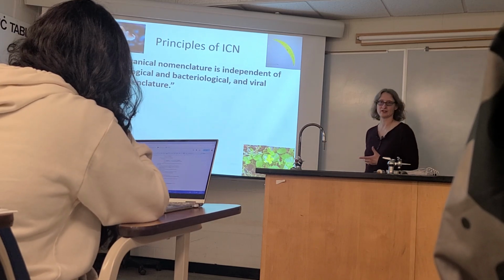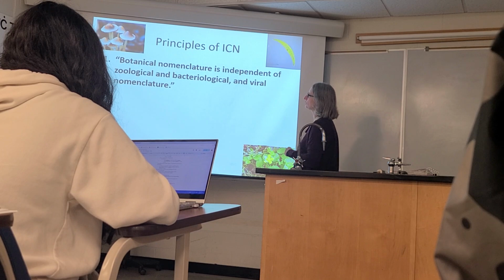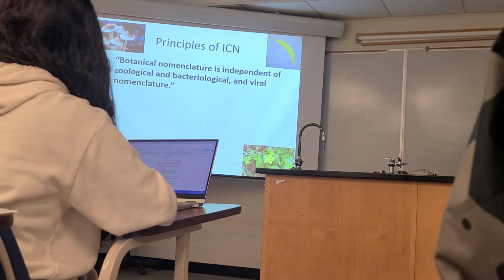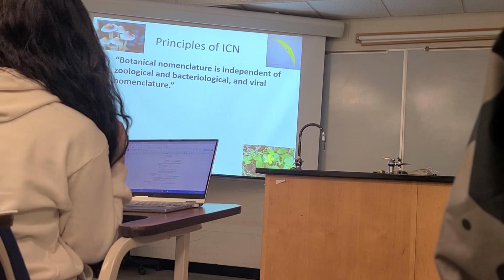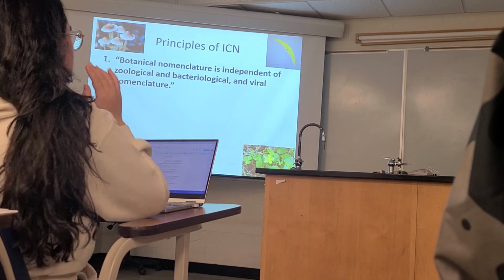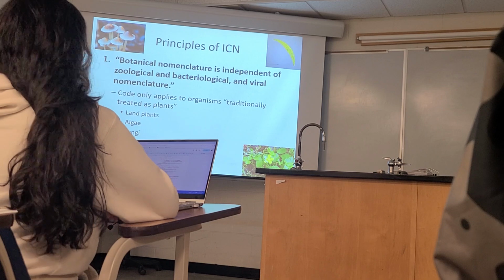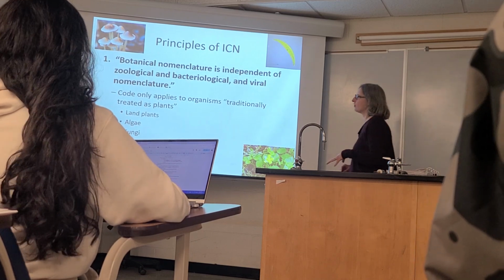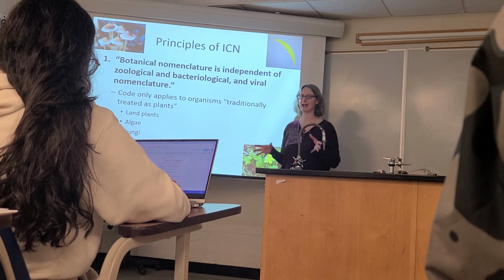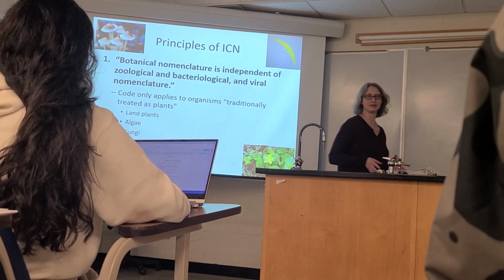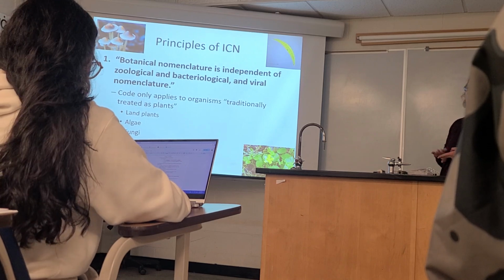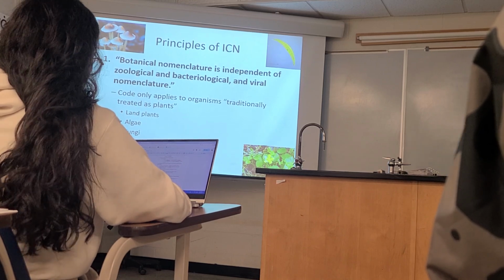The first statement in the set of rules in this document says that the botanical nomenclature is independent of zoological and bacteriological and viral nomenclature. This is one of the easiest ones to understand of all the different sets of rules. That means that this code that we use, this set of rules that we use to name things, only applies to organisms that in the past were traditionally treated as plants. That includes land plants, it includes algae and fungi.